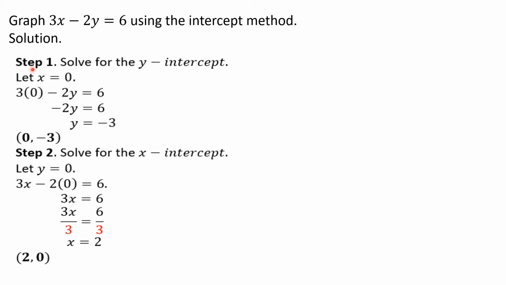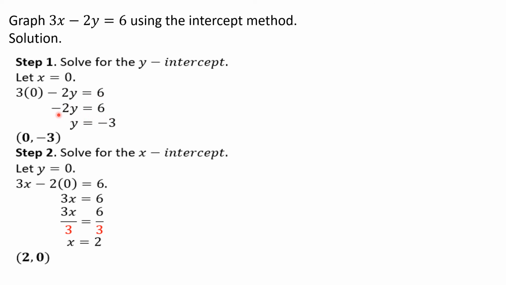So for the solution, step 1, solve for the y-intercept. So to solve for the y-intercept, we let x equals 0. The variable x that we see in our equation, we make this into 0. So we change this into 0: 3 times 0 minus 2y equals 6. So we have now negative 2y equals 6.